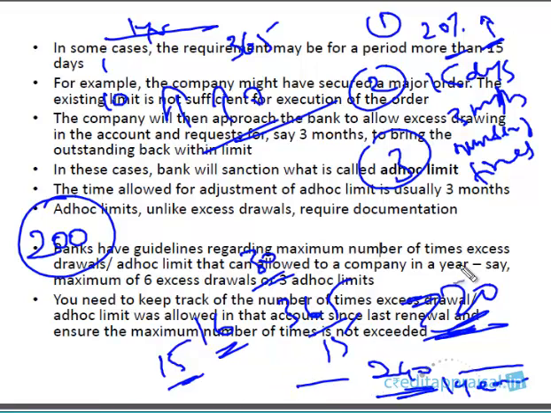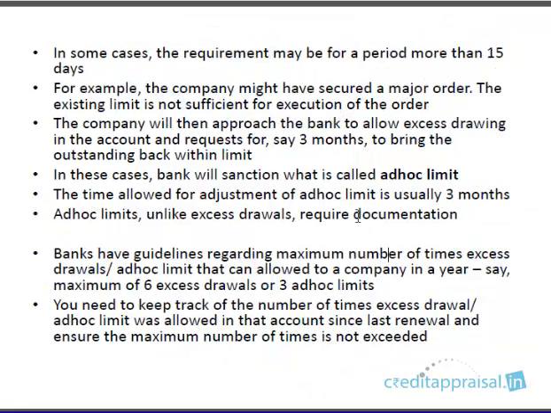So banks will restrict the number of times excess drawals can be allowed during this one year period, maybe 6 times or 10 times, as per the bank's policy. An ad hoc limit will be allowed fewer times because the duration is longer. With a 3 month duration, maybe 2 or 3 times. This depends on the policy. For these three things, you have to refer to your own bank's loan policy guidelines to see how it is implemented in your bank. So this was a short segment.